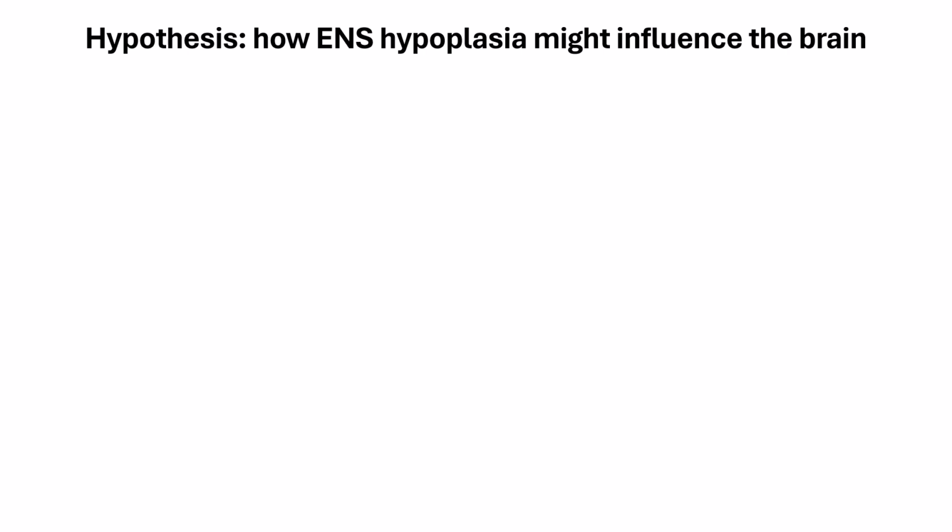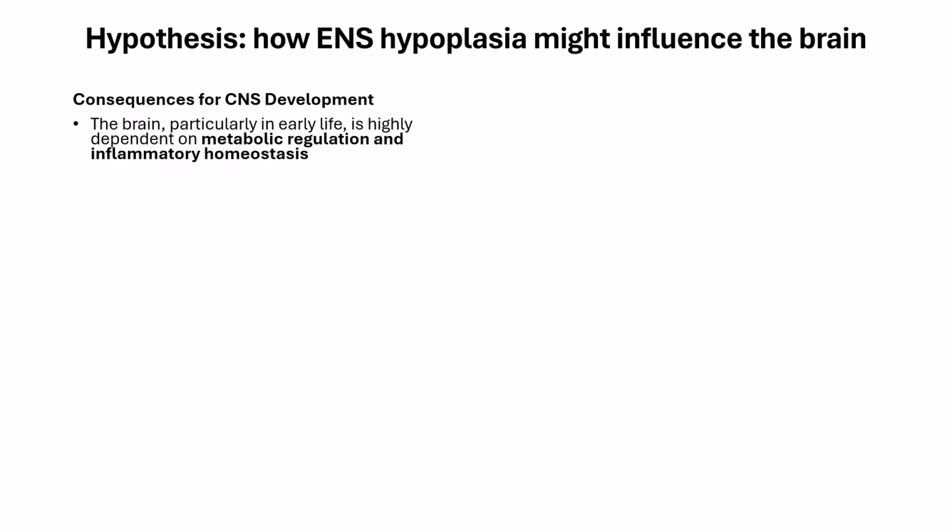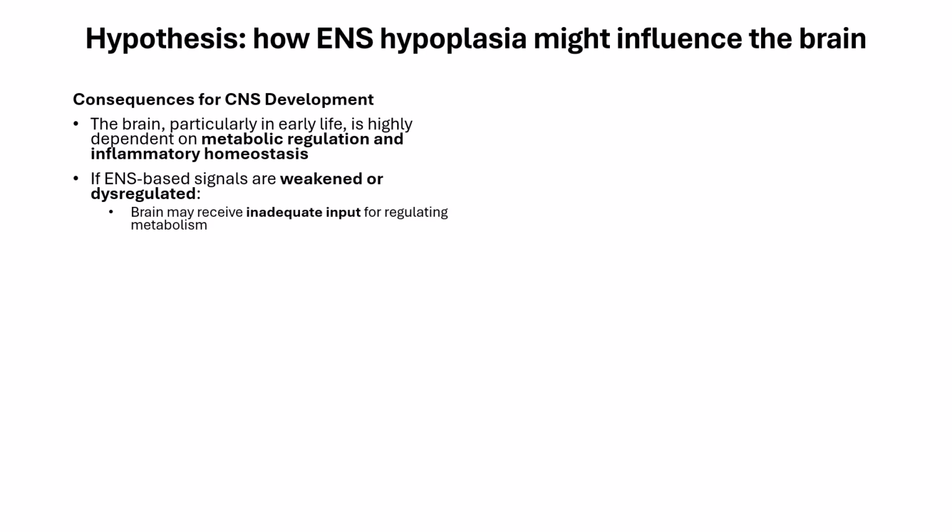Interesting. So, continuing on this, what would be the consequences for CNS development in a world where this is a mechanism that can influence the brain? Well, some of the consequences could be issues with metabolic regulation and inflammatory homeostasis. If ENS-based signals are weakened, maybe the brain will receive inadequate input for regulating metabolism. Maybe mitochondrial function in the brain may suffer, and if this happens early on, it might interfere with neuronal development and plasticity.